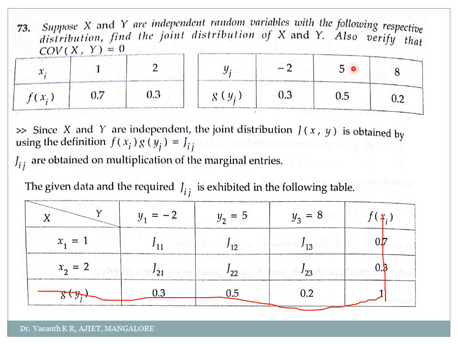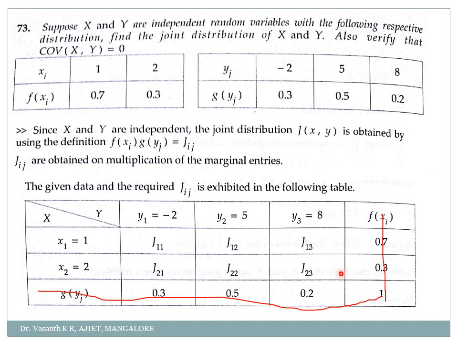Next, first position J11, how will you check it? So it's like 1 into minus 2, that is 0.7 into 0.3, that value you have to write here. Next, how will you find this value? It is 1 into 5, means probability of 1 is 0.7 into probability of 5 is 0.5. So 0.7 into 0.5 value you have to write here. That is your J12. This table is just for your reference, my dear students. You no need to write it in the exam, okay? Just for your understanding I have written here.